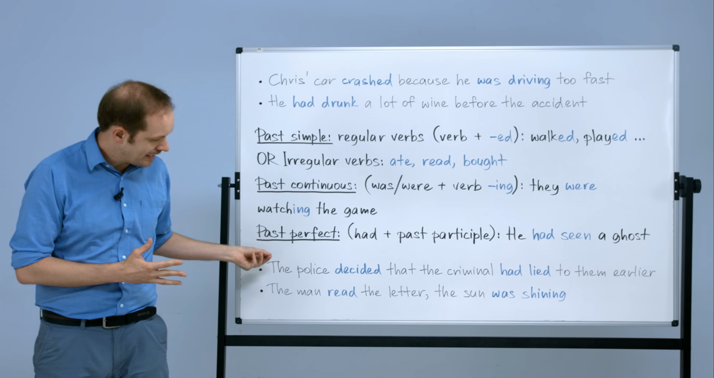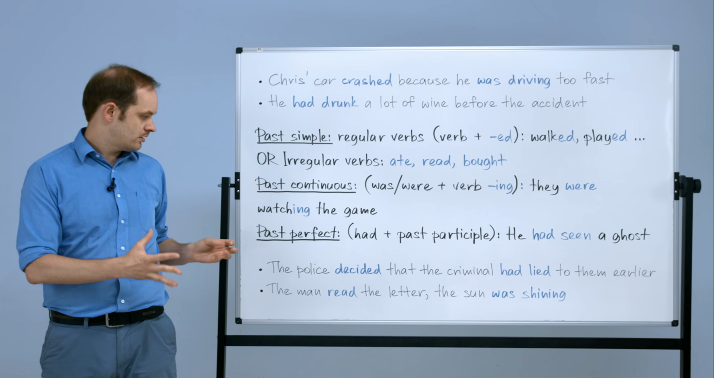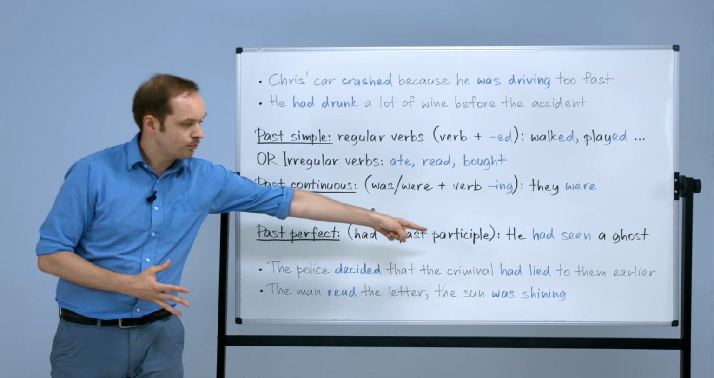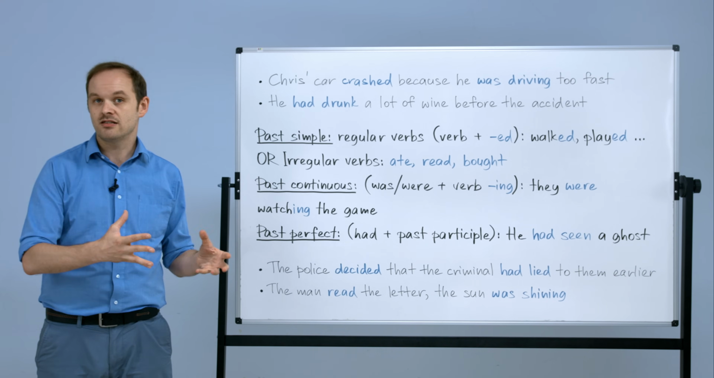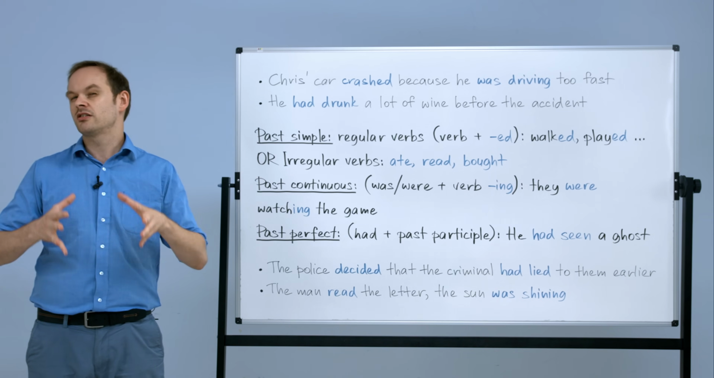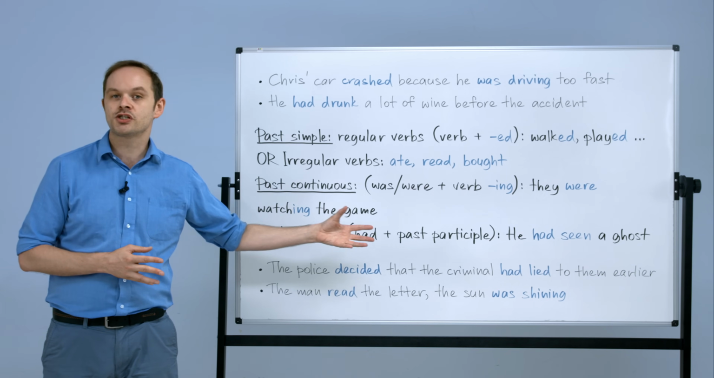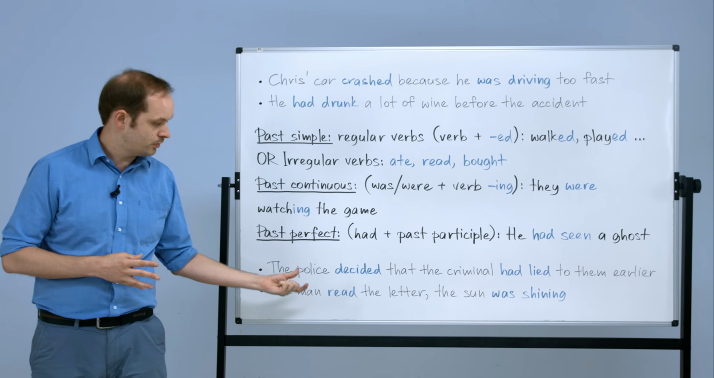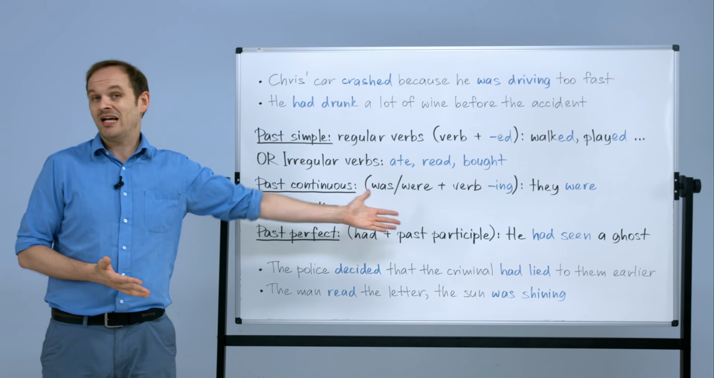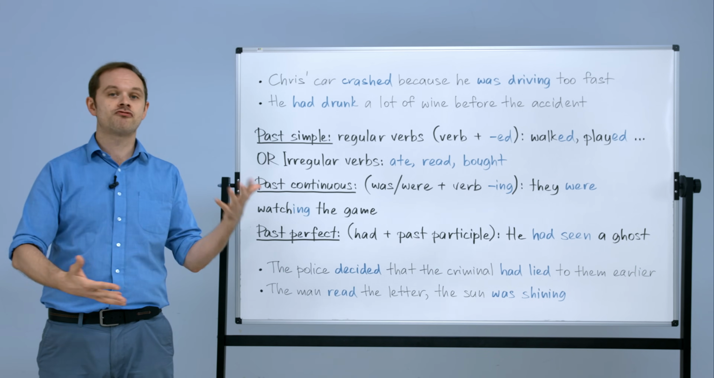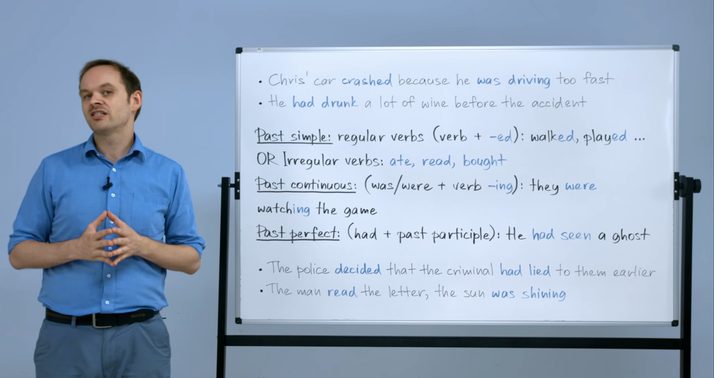For example, the police decided that the criminal had lied to them earlier. So again, what happened first? The decision or the lie? Well, the past perfect tells us he lied before. And then the police decided. And again, we've used the past simple to describe the main event in this story. The man read the letter. The sun was shining. So again, we've got the past simple describing the main or most interesting or important event in this story, followed by some background information. The sun was shining. We've got duration. And again, it's not crucial information, but it's nice to have this information when we're telling stories.